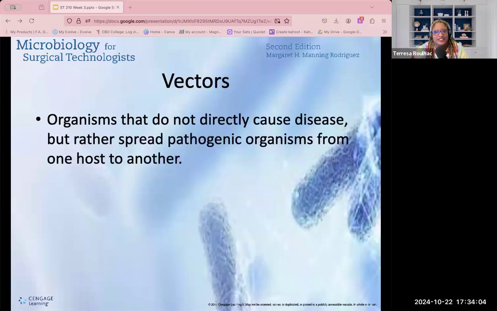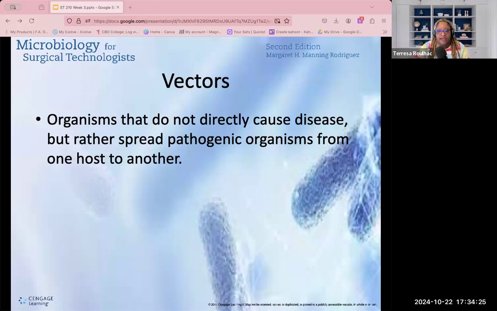Mentioning vectors. They are organisms that are not going to cause disease themselves, right? But they're extremely important because they're the ones spreading the disease, bacteria, viruses, parasites from one host to another.